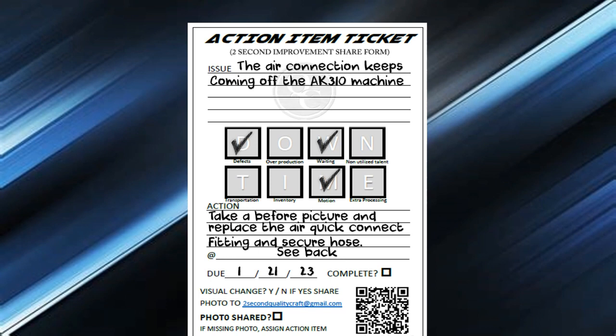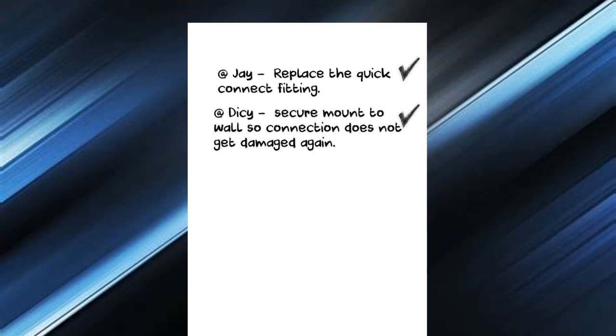Once an individual completes their action item, they are responsible to signify its completion by checking the completed box located on the ticket, or if multiple action items were assigned on the back, put a check mark by your name.